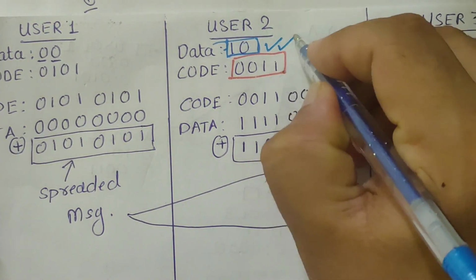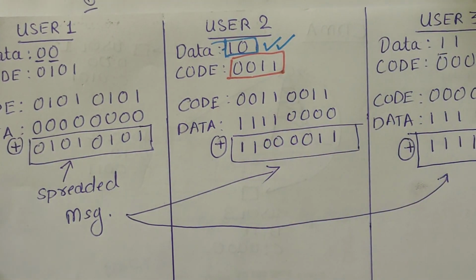So I hope this is how you can implement CDMA. You can provide multiple access to your multiple users to use the same interface or air interface, right?